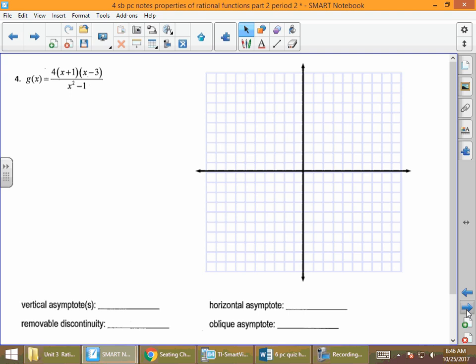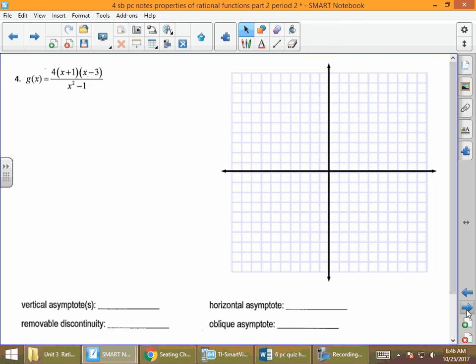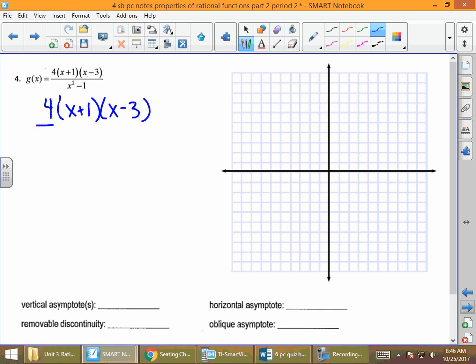And the nice part is that most of this is factored for us already. And as usual, I'm going to start with domain, which means that we do need to factor our denominator. So the numerator is 4 times x plus 1 times x minus 3. And then down here it's x minus 1 times x plus 1. And I hope as you look at this problem, you're thinking, oh, something cancels out, because it does.